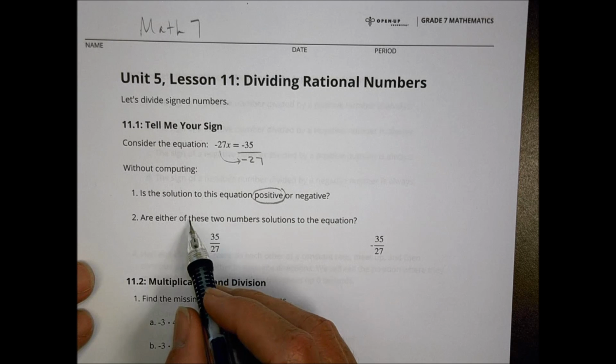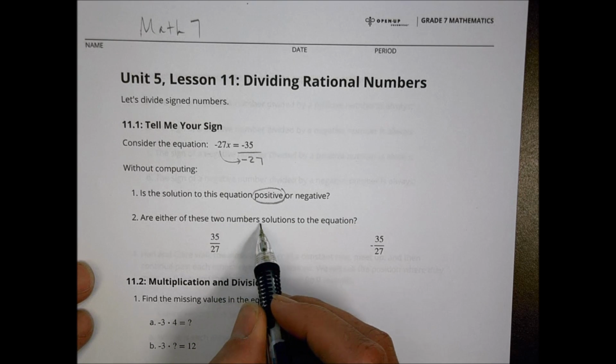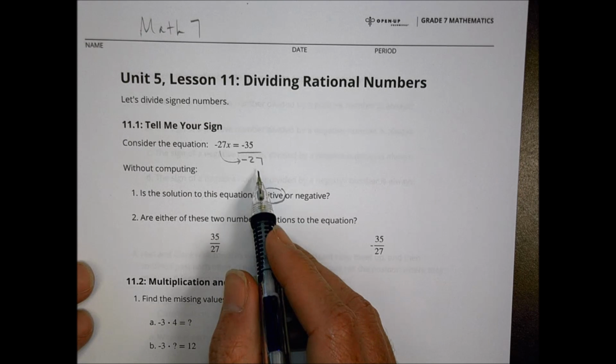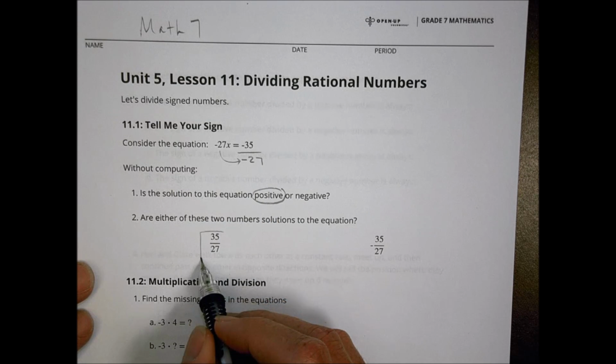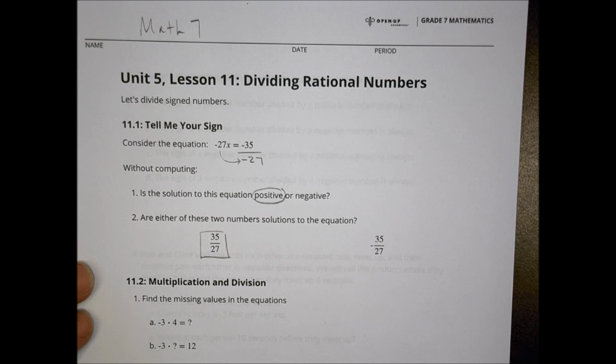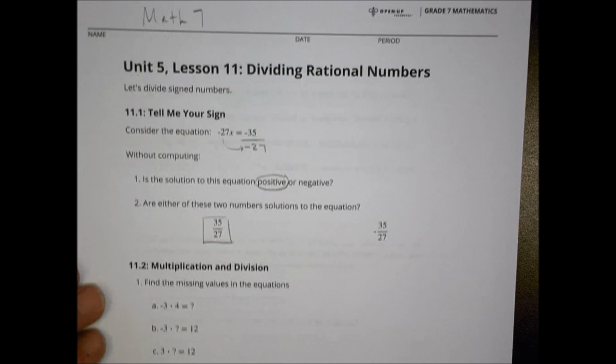Are either of these two numbers solutions to the equation? Well, 35 over 27 becomes a positive, so we would say that one is a solution to the equation. I probably could reduce a little more, but that would be my starting point for this problem here.